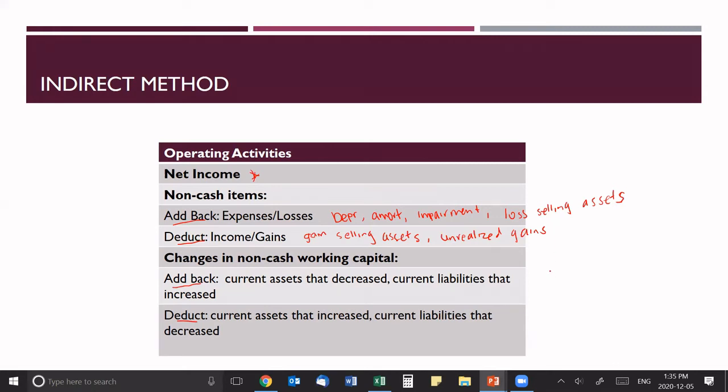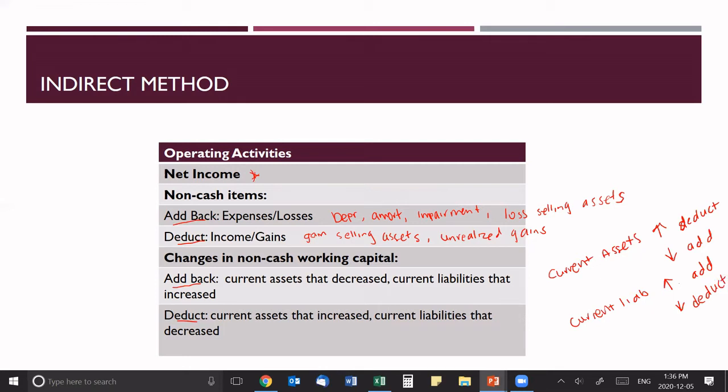So maybe remember my cheat sheet, I'll bring that back up. If current assets have gone up, we're going to deduct that amount. If current assets have gone down, we're going to add that amount to our cash flow. For current liabilities, we do the opposite. If current liabilities have gone up, we add that amount. If current liabilities have gone down, we deduct the amount.